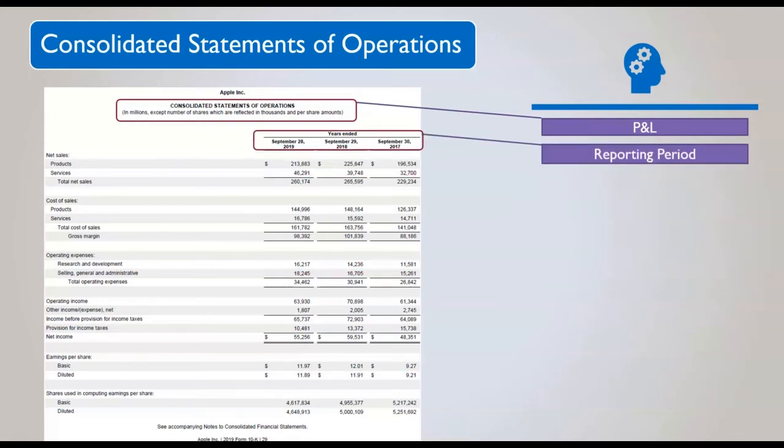The reporting period. Apple does not use a calendar year-end. Instead, it uses a fiscal year-end, which is September. Reporting periods vary depending on the industry that the company operates in.